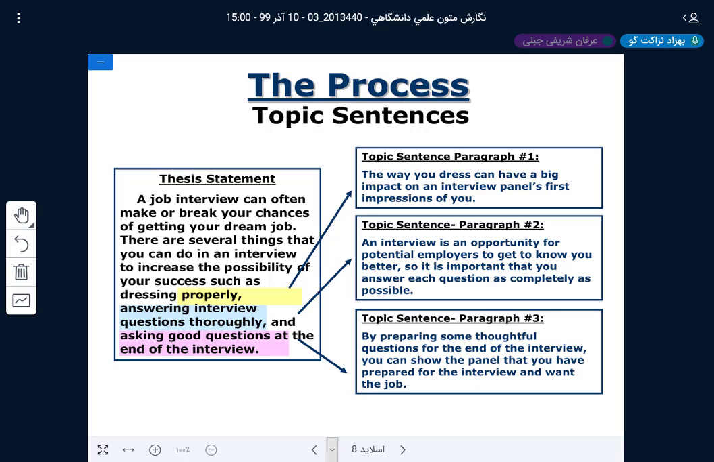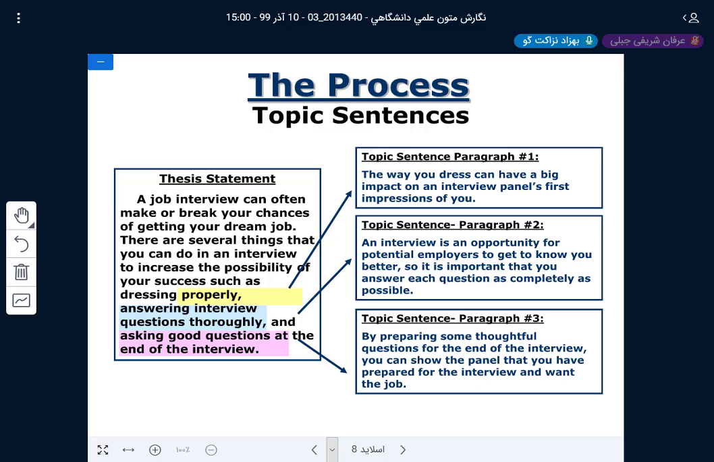Okay, sure. This is a thesis statement. A job interview can often make or break your chances of getting your dream job. There are several things that you can do in an interview to increase the possibility of your success, such as dressing properly, answering interview questions thoroughly, and asking good questions at the end of the interview. Very good. This is an introduction paragraph.